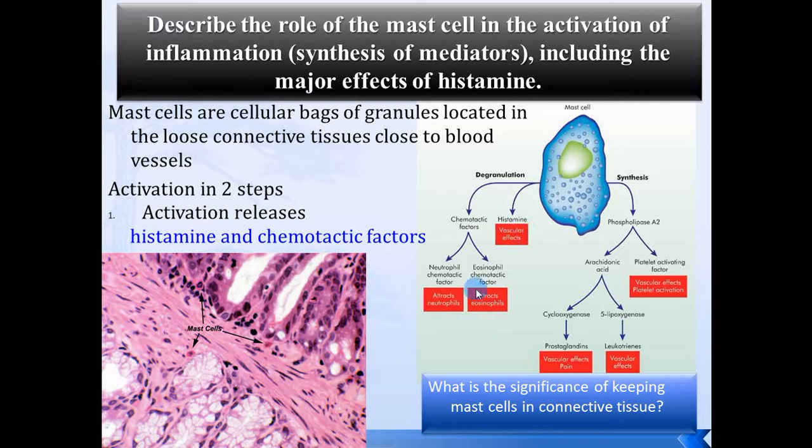And then other factors, these are called chemotactic factors. Remember chemotaxis? These chemicals attract other white blood cells. Like this neutrophil chemotactic factor. Guess what cell it attracts? It attracts a neutrophil. So this neutrophil has a high affinity to this neutrophil chemotactic factor. When it's released, the neutrophils come rushing into the scene right away. Neutrophils are actually going to be the first on the scene of an infection. This is part of the reason why. Another chemical is eosinophil chemotactic factor.